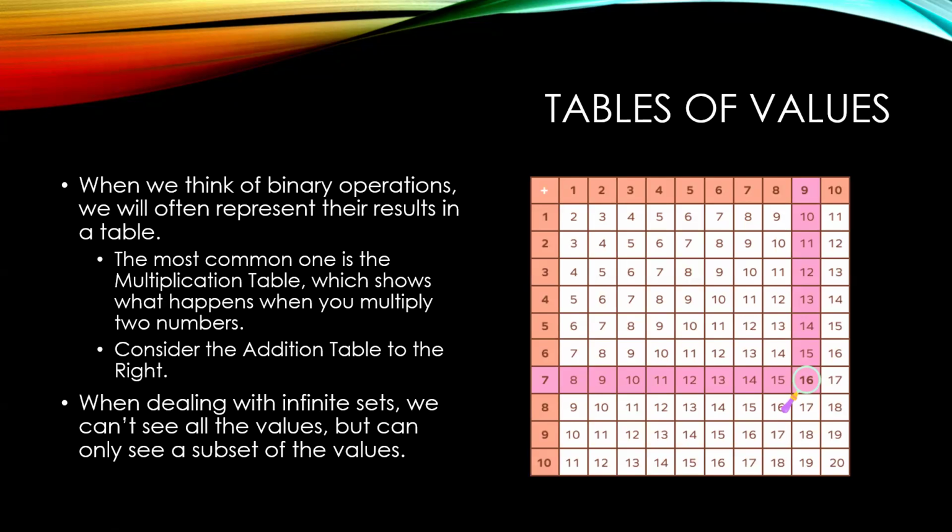Well, one tool we sometimes use is using tables of values. If we have some small set, we can actually list out all of the different possibilities from binary operations. Usually, we think the multiplication table, but we can do this with any binary operation. The one presented here is an addition table. You don't see an addition table that often, but it's a thing. We're taking two sets, we're determining what the binary operation is doing to values from those sets. When dealing with infinite sets, we can't see all the values, but we can still see a subset if we want to.